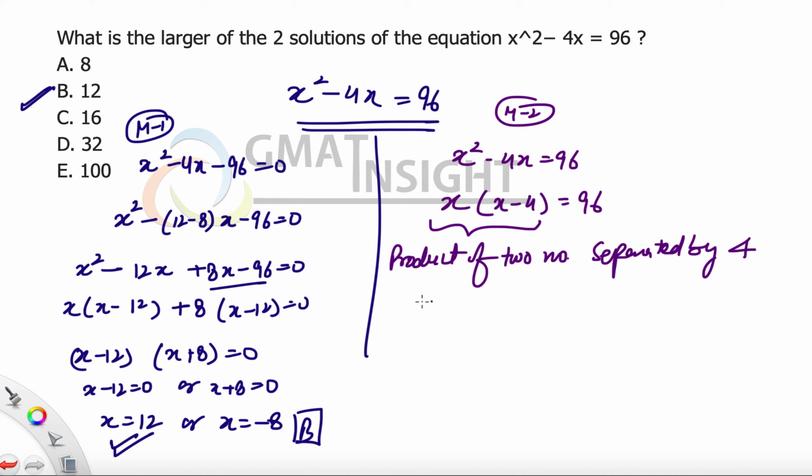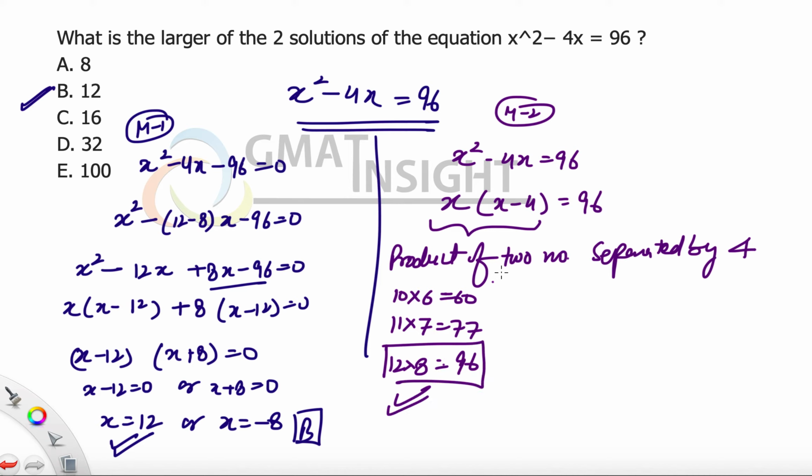Now let's start thinking that 10 into 6 is 60. Okay, we have not reached 96. 11 into 7, 77. 12 into 8, 96. Bingo. So that's how we quickly reach the answer solution. That means x into x minus 4 equal to 96 will be, when x is taken as 12, x minus 4 will be 8. There are always two solutions, but this way we find out the positive solution.